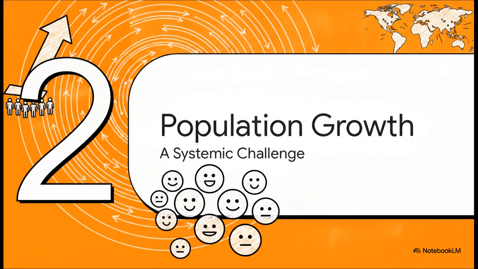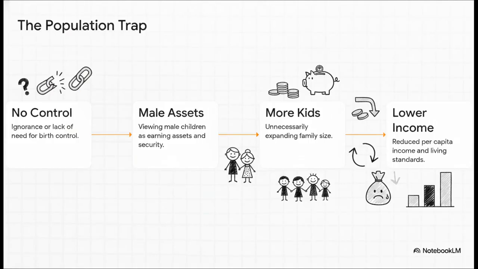Moving on to Section 2, demographics and population growth. Now, rapid population growth, especially among the poor, is a massive driver of poverty. But why exactly does this happen? Well, first off, there's often a widespread ignorance of birth control measures, or people just don't see the need for them. But it actually goes much deeper into basic economic survival.